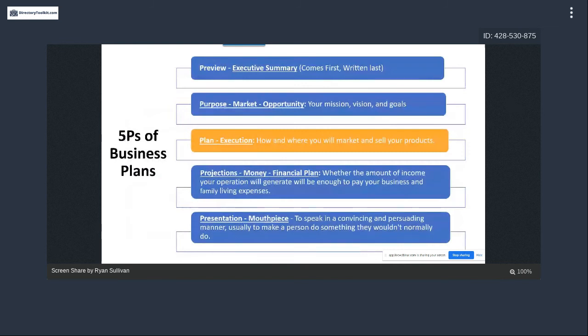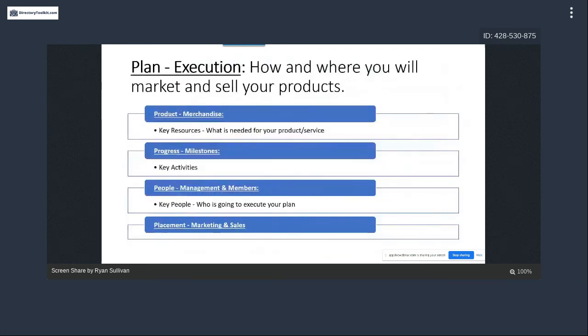So the third thing for the 5 Ps, again, is that plan or execution. So how and where will you market and sell your products? There's a ton, and we talk about that all the time, marketing, right? This is a huge topic and so many things that we can go down, but let's just go over the 4 Ps of this segment, the plan. So how are you going to market and sell your product?